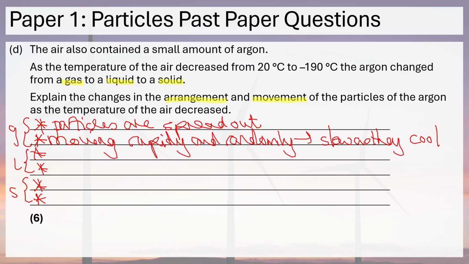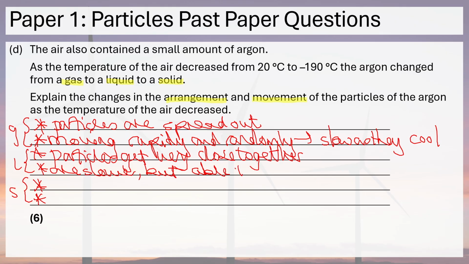Now we're going to go down to liquid. So when we talk about the arrangement, the particles are going to get very close together. So rather than being spread out, they're now very close together. I've covered arrangement, and we need to talk about the fact that they are slower but able to swap places or slide past each other.